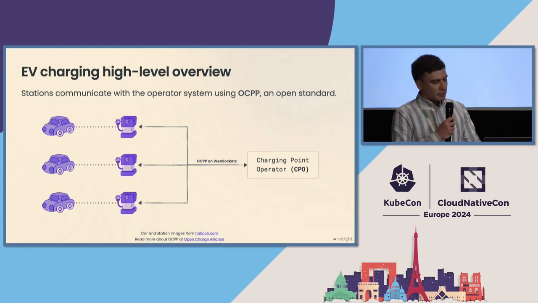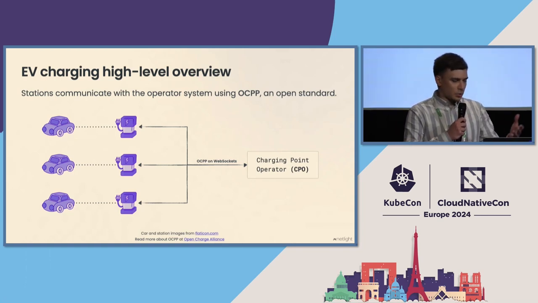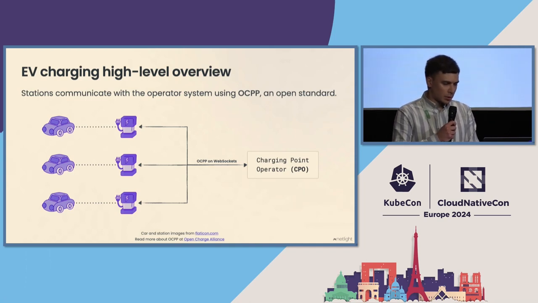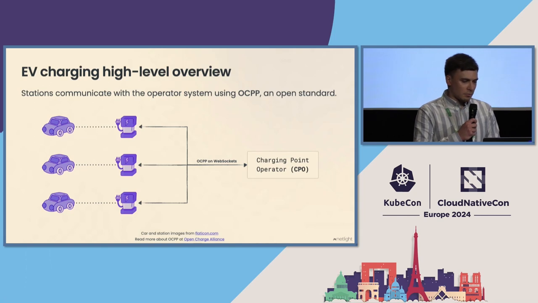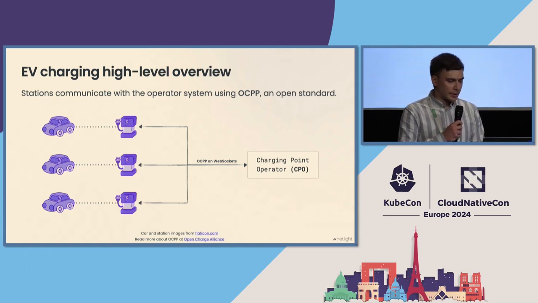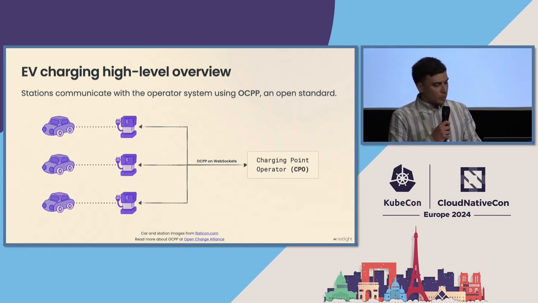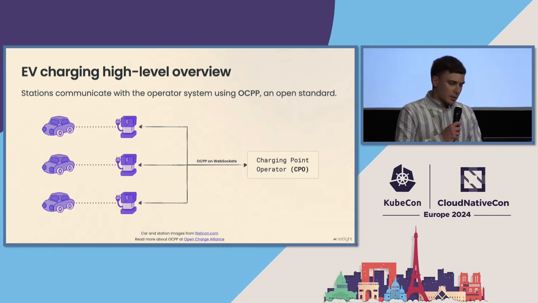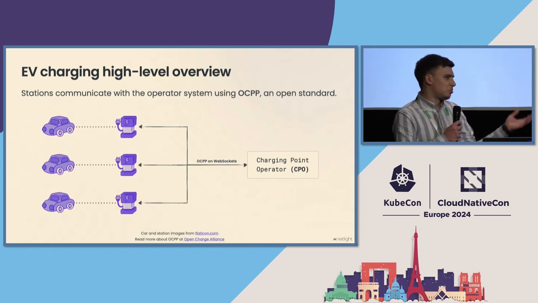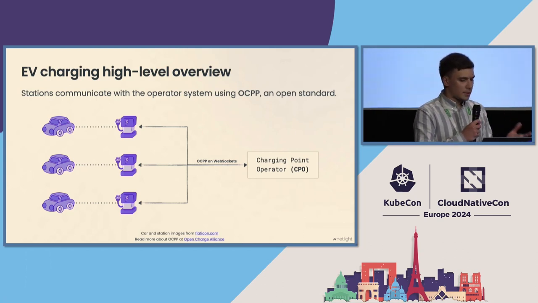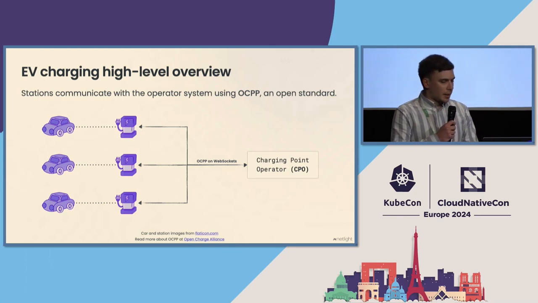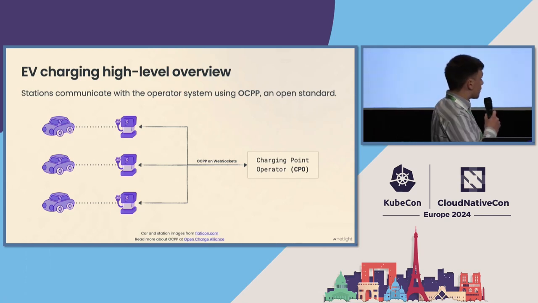So the EV driver would plug in their car into a charging station. And the charging station is, of course, connected to the electrical grid, but also it has an internet connection via mobile carrier. And it uses this internet connection to communicate to a system which is called a charging point operator. It communicates via OCPP messages. It's just a protocol that standardizes how the messages should look like and the flow should look like. It's an open standard and it makes it possible to operate stations from different vendors.